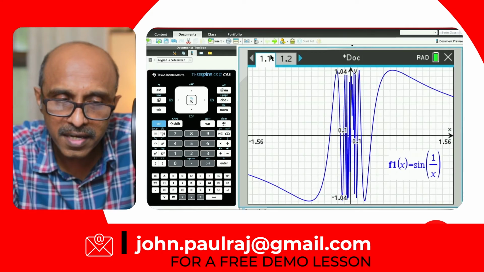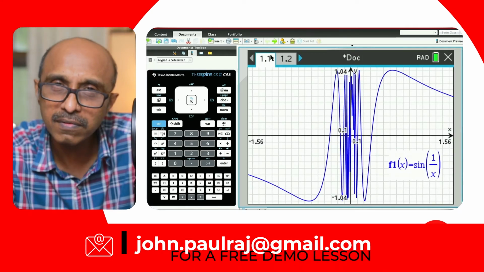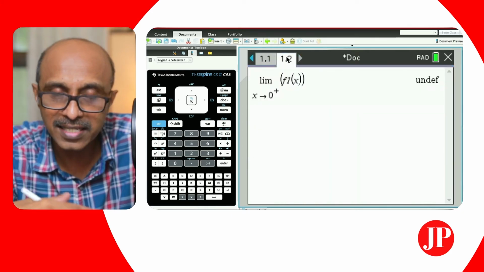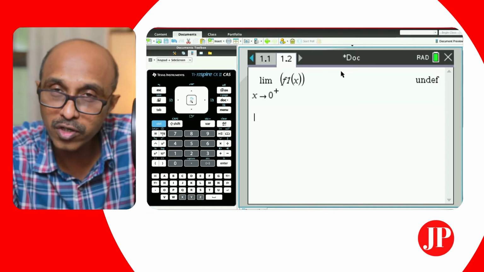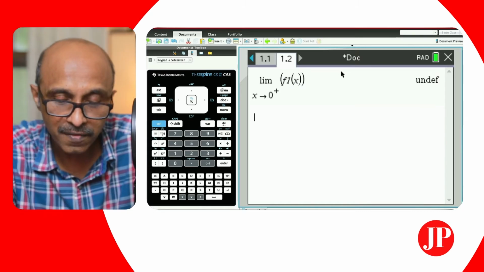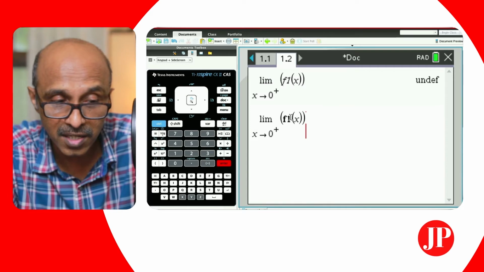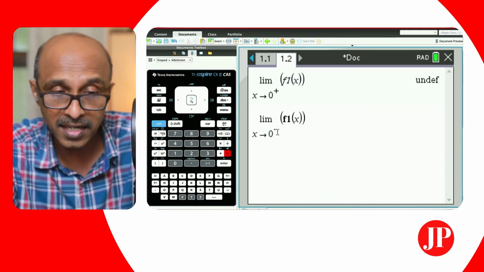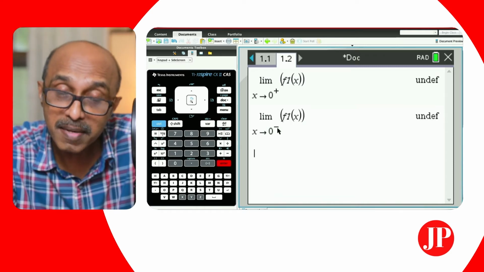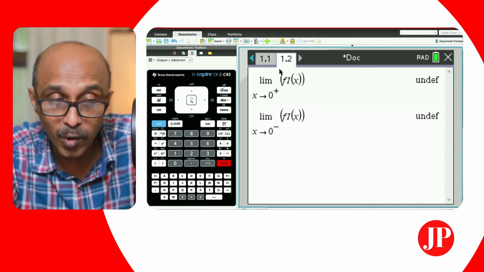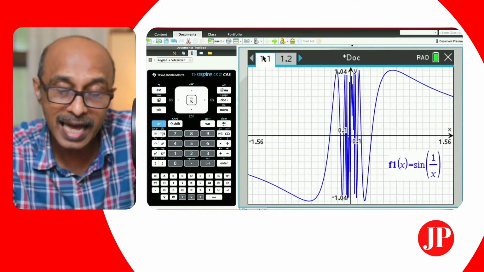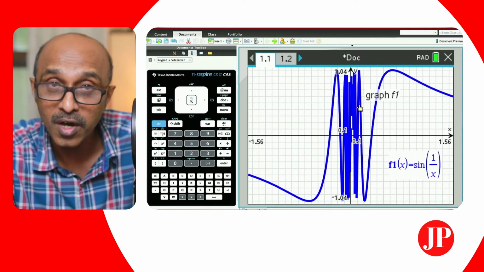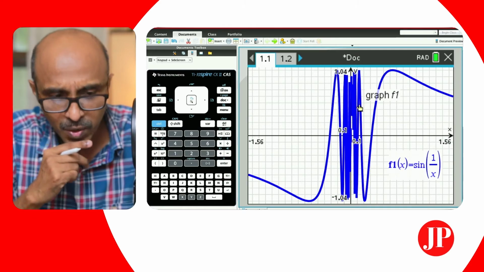So even graphically, when you see that the graph kind of seems to approach 0, you can verify using the CAS calculator that that's not true, which is why I said it's not so obvious. And if I do the same thing and see what's happening to the limit as x approaches 0 from the left-hand side, I'm going to hit 0 minus, hit enter, undefined. So the limit is undefined from both ends, as x approaches 0 from the right side and from the left-hand side. It's not so obvious using the graph. So how do we explain this?